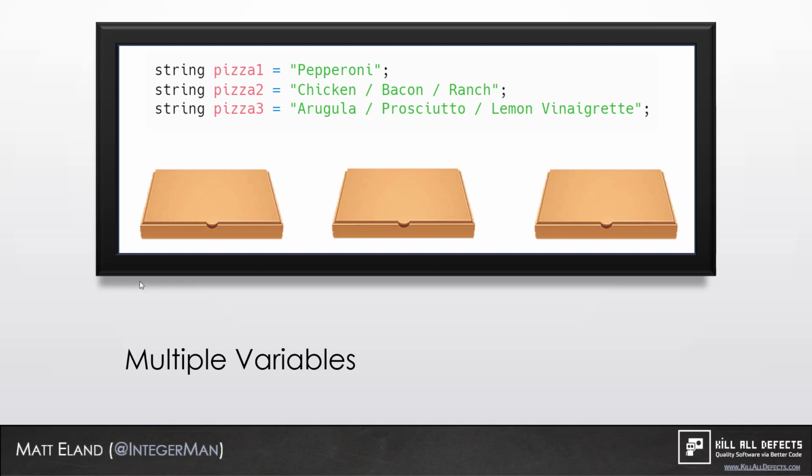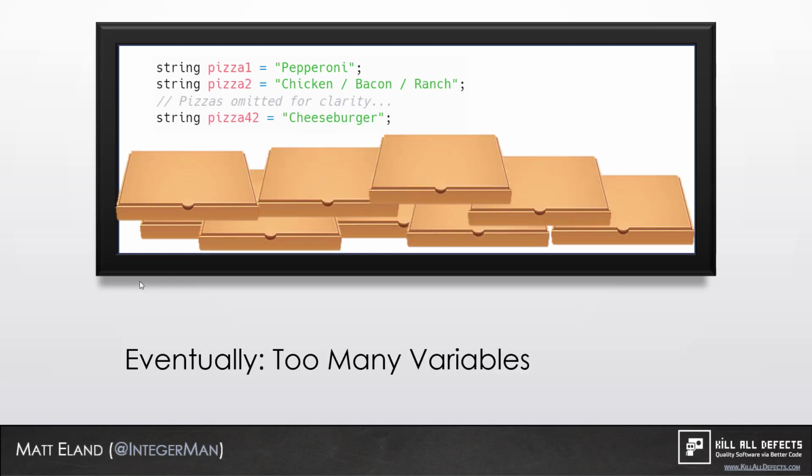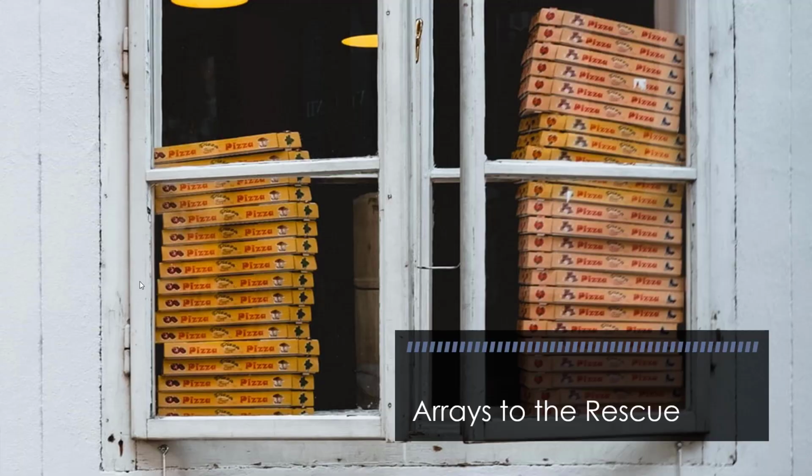And then the next week, I open up, and I decide, you know what? People are complaining that I don't have enough flavors. Let's add some more. And so now all of a sudden, I've got 42 flavors of pizza, and my code is an unmaintainable mess because I have so much duplication and so much similar code. So what I really need is a way of interacting with similar things in a more structured and systemized way. And so that is really the problem that arrays exist to solve.